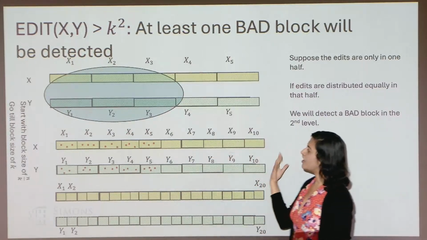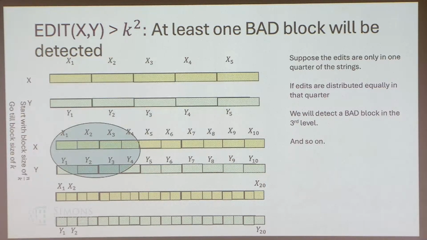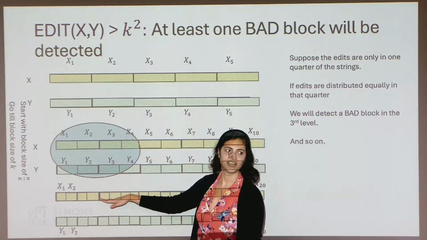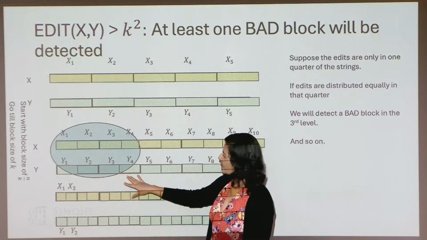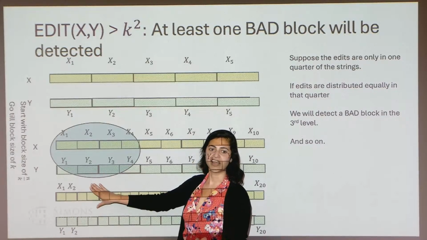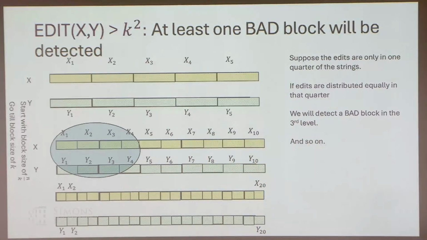Now it might happen that the edits are not concentrated in one half, but in 1/4 of the string. If the edits are concentrated in 1/4 of the string, then if you go to this level, again there are k blocks spanning this 1/4 of the string. So you'll be sampling one block at this level, and that will return no. So in other words, there is really no way to hide k squared errors. At one level, there will be k bad blocks spanning the bad region, and you'll be sampling one block from that region. That's the main idea of looking at these various levels.